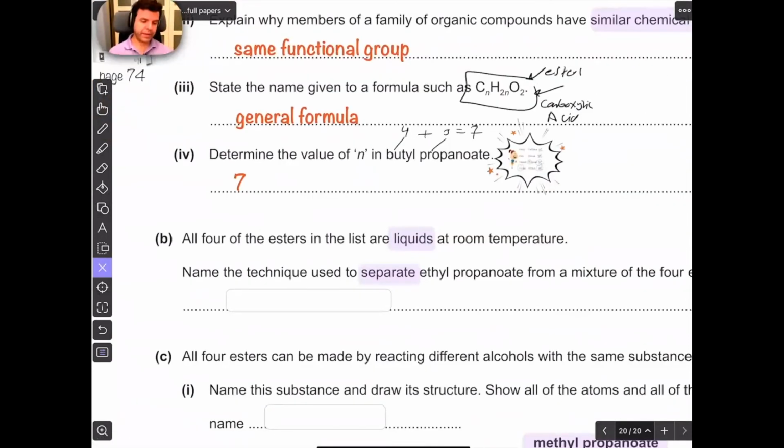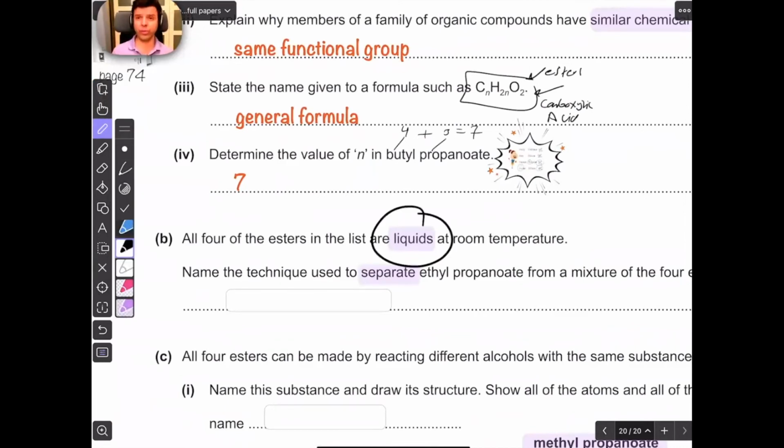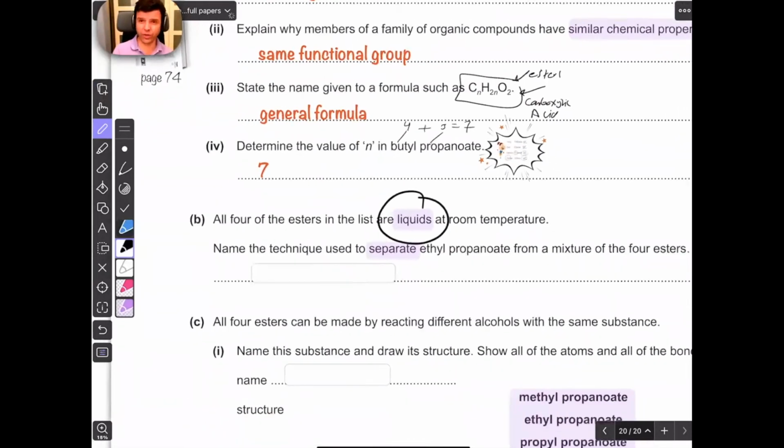Okay. Name the technique to separate liquids. So what would be the technique to separate liquids from each other? Organic, non-organic. Do you know what we call that technique, Heidi? Fractional distillation. We call it fractional distillation, right?